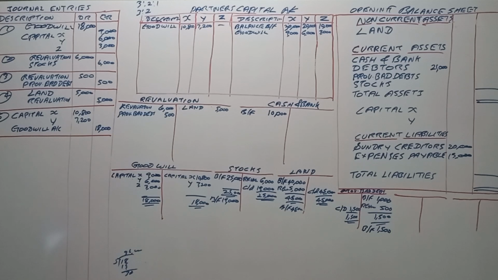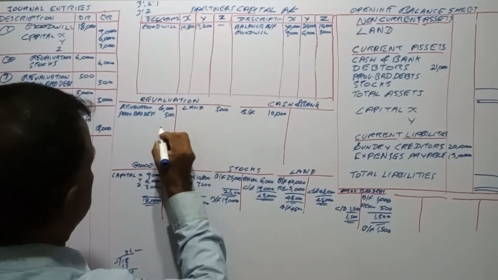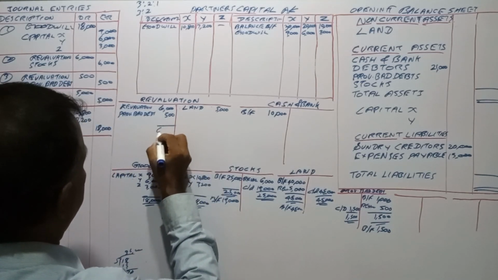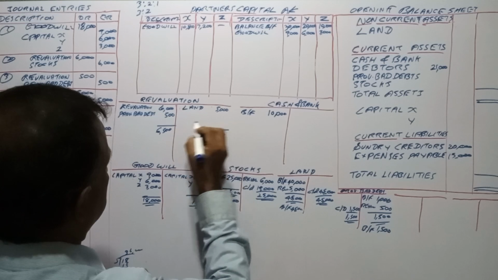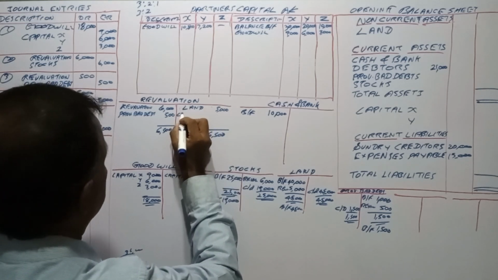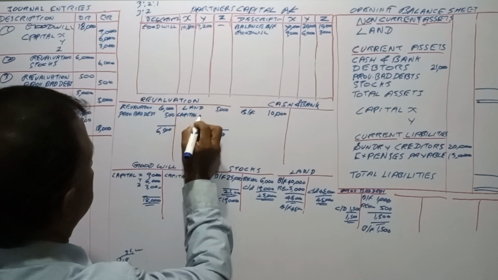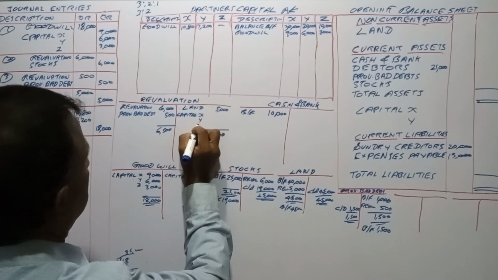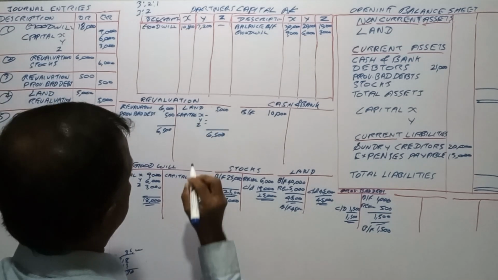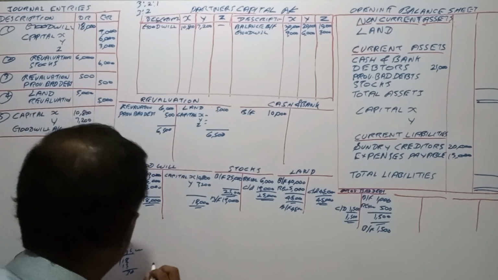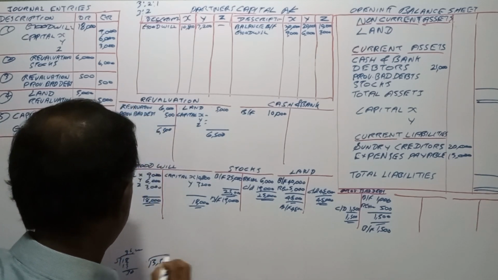So for writing off, the new profit sharing ratio is this. The balance sheet is given; we have prepared this one and we have to balance it. Revaluation account: 6,500 to the capital accounts of X, Y and Z, in the ratio 3 is to 2 is to 1, total 6. 3,500 divided by 6.